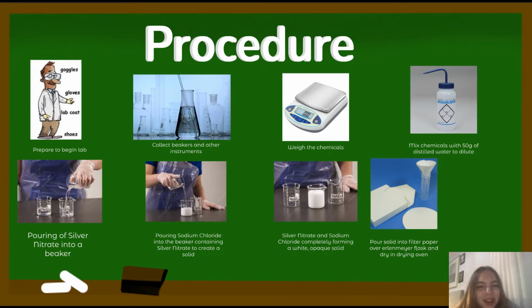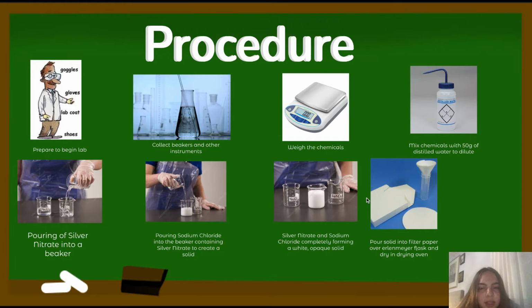We also had to collect our beakers, Erlenmeyer flasks, and stirring rods before we could start. Once we were geared up, we were given our amounts of chemicals that we had to weigh using a mass balance in grams. That amount of chemicals would be mixed with distilled water in order to dilute the solution, and slowly the silver nitrate would be mixed, and then the sodium chloride would be mixed into this silver nitrate, where a white solid would be formed from the two clear solutions.